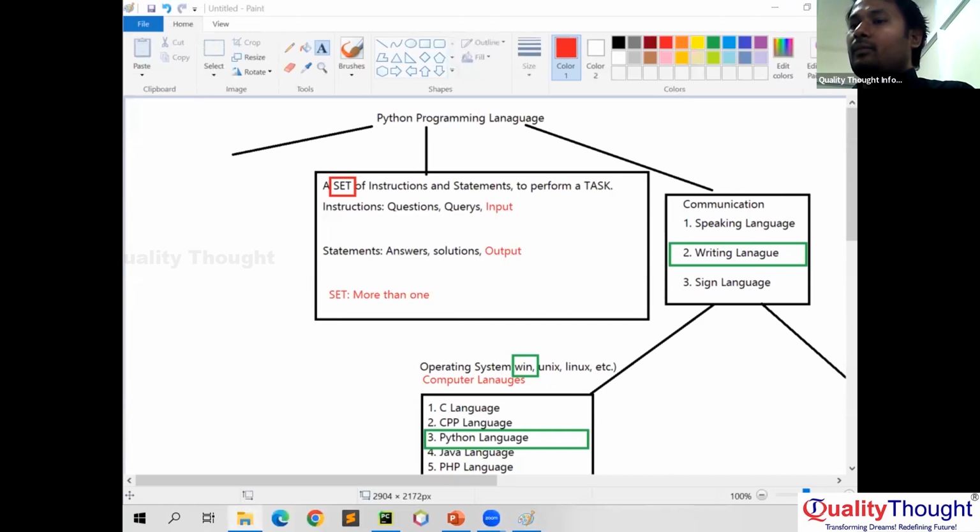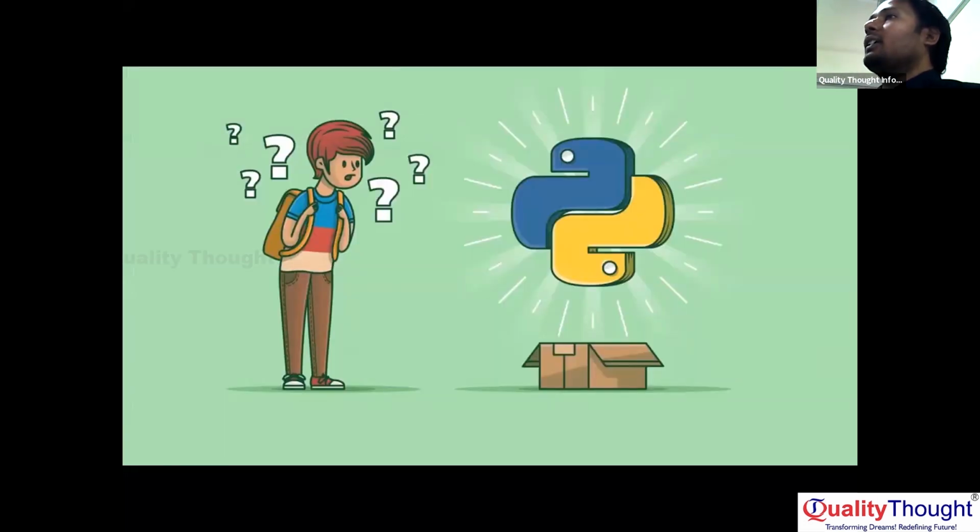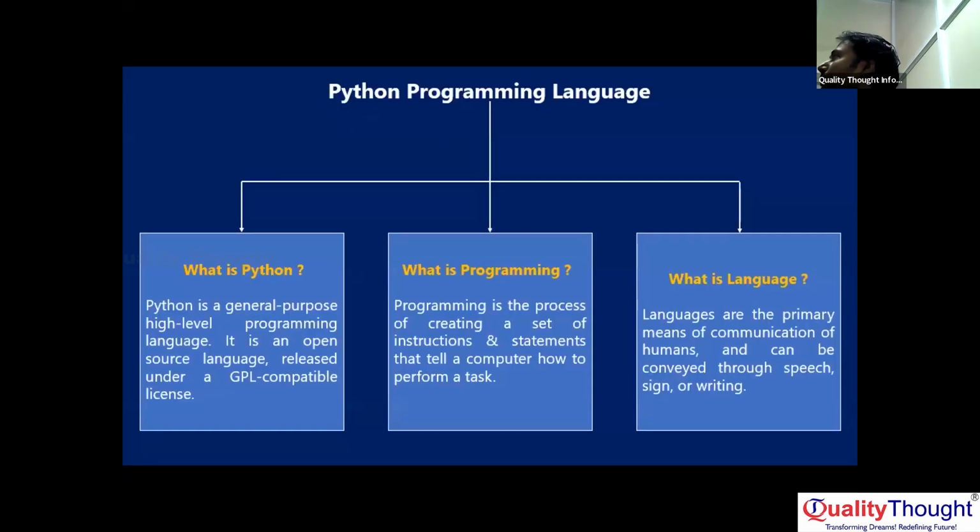We'll have a small introduction over here, in a proper definition. The first thing we are going to learn is what is meant by the Python programming language. As per the technical terminology, I'm going to differentiate what is language, what is programming, and what is meant by Python. Here, a language is nothing but a primary means of communication. That means every human being wants to communicate from one person to another person to complete their particular task.